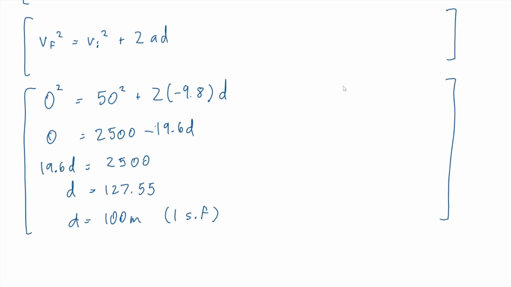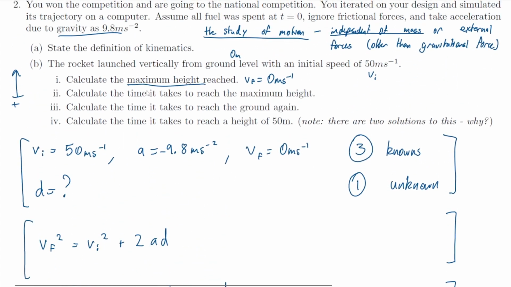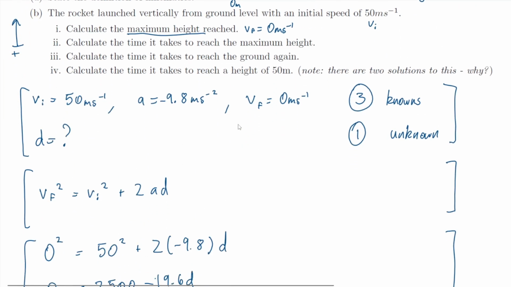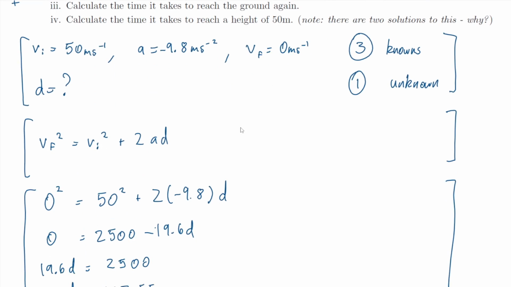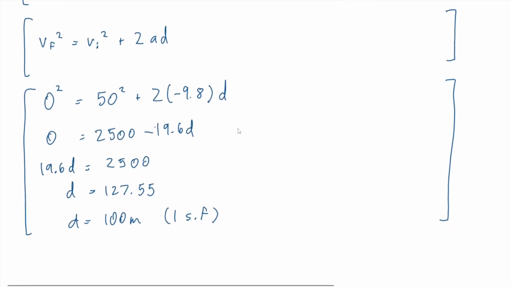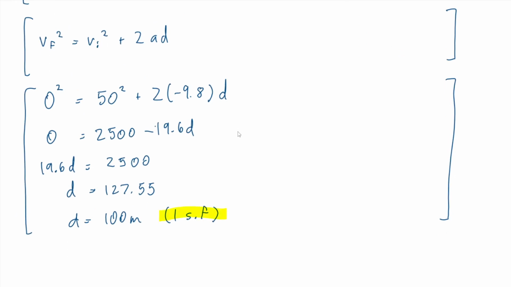Alright, so let's just recap that question. So kinematics question, calculating maximum height. We're looking in the vertical direction. So we first defined up as positive. We then listed out our three knowns, or four sometimes, and our one unknown. We then picked an equation which has the knowns and the unknown. We then substituted in the parameters and solved for the unknown, making sure to round our answer sensibly at the end.